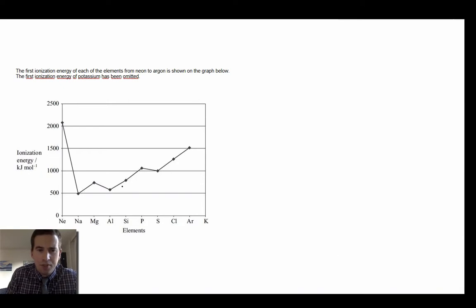So then afterwards, aluminium to silicon, there's an increase. This is for the same reasons we looked at between sodium and magnesium. There is an increased nuclear charge. There is the same amount of shielding. The atomic radius is slightly smaller. It's harder to remove that outer electron, hence a higher first ionization energy.